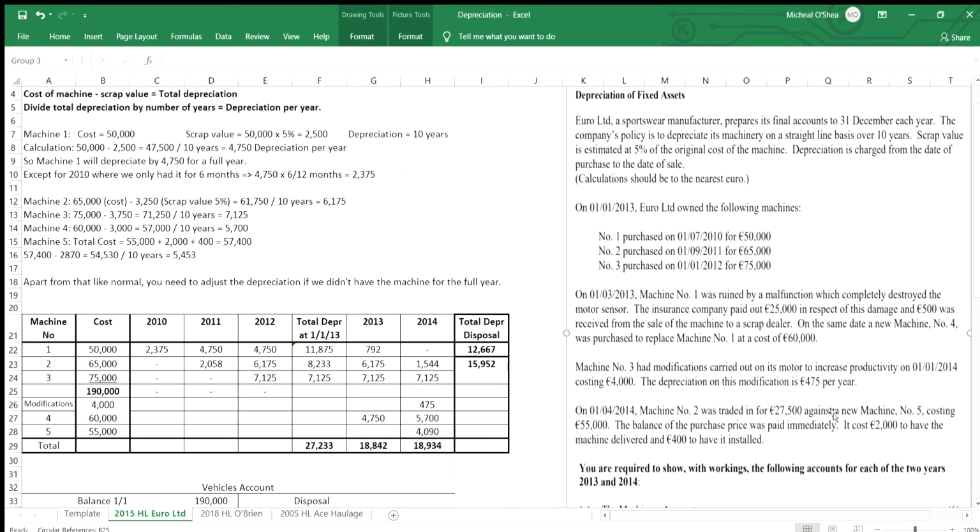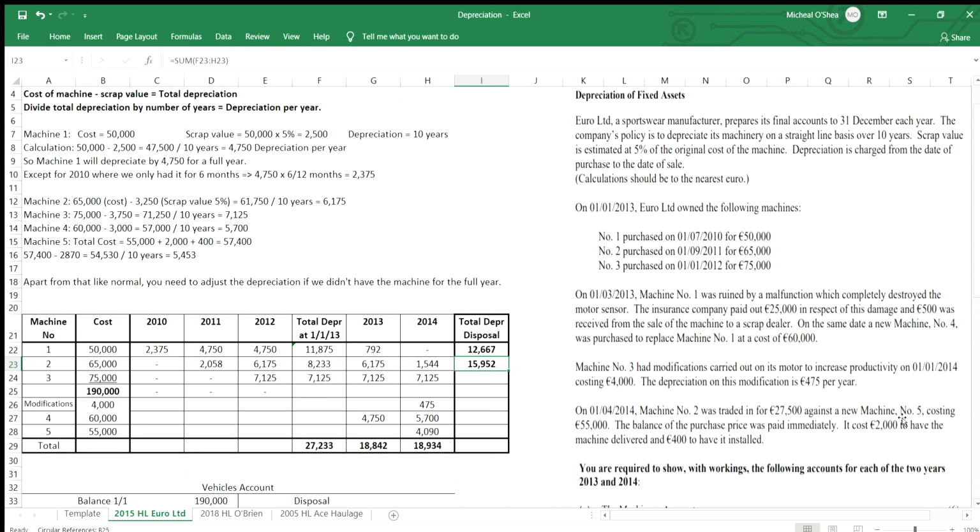So machine 2 was traded in. We traded in after 3 months of the year were finished, so we only had it for 3 months of the year. So machine 2's depreciation was 6175. If I want to find 3 months depreciation, I just multiply by 3 divided by 12. 6175 multiplied by 3 divided by 12 gives me 1544. That's my depreciation for machine 2 for 2014, because we only had it for 3 months. Total depreciation when I sell it is 15,952, because I just add up these three figures.